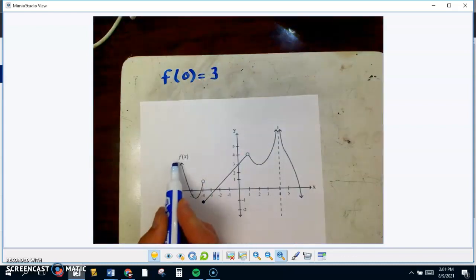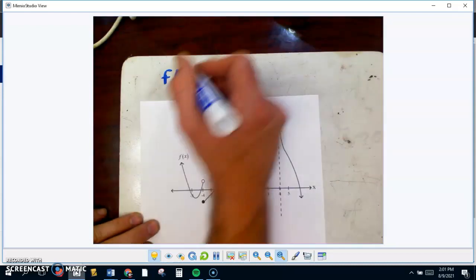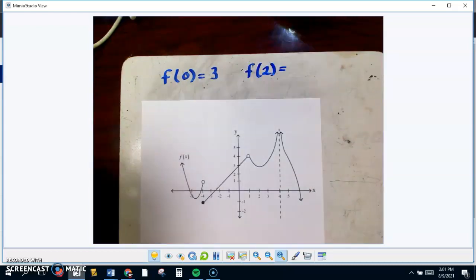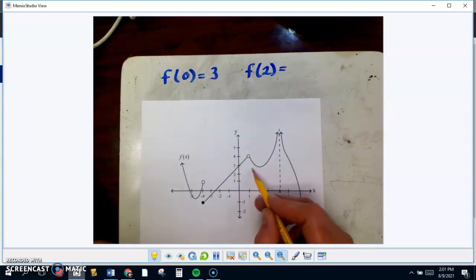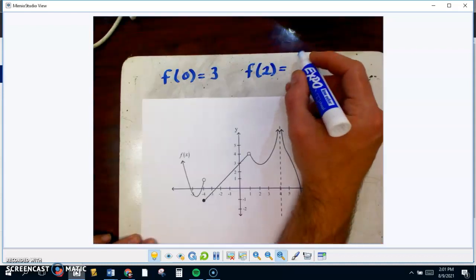Notice this says f of x here, so the whole function is f. Similarly, if I were to ask, say, f of 2, f of 2 is right here. If you go up, it appears that f of 2 would be something just below 3. I'm going to say roughly 2.8.